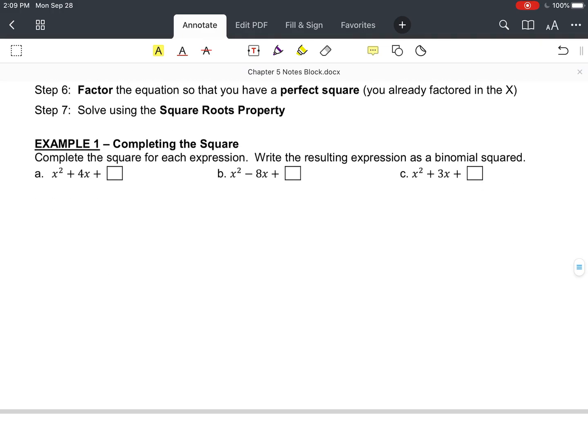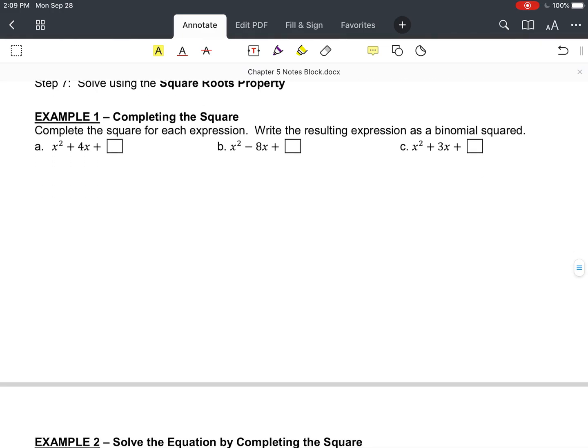So let's start here in example 1 just by completing the square. So we're not going to be solving. There's no equal sign. We're just finding out what our c is. So we're going to start by drawing our x.